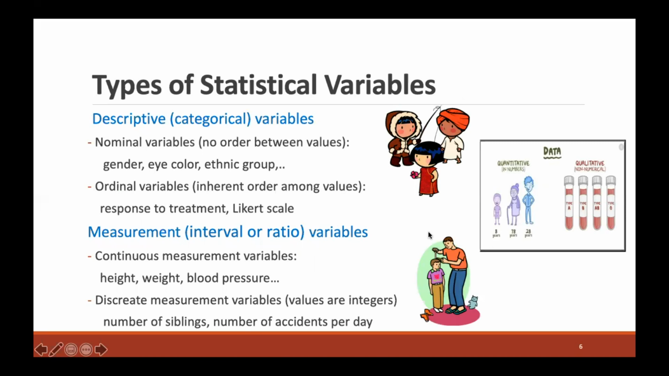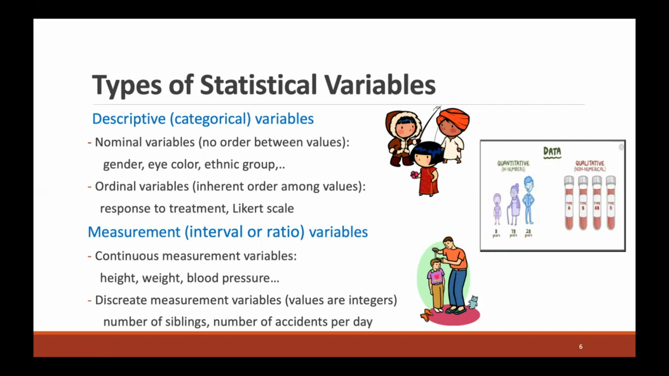Before moving on to any type of statistical inference or method, first you need to identify the types of statistical variables, the type of data. There are majorly two types of data, descriptive and measurement. Descriptive or categorical variables have two types, nominal variables and ordinal variables. Nominal variables have no order between the variables. For example, gender, eye color, ethnicity groups, there is no order.